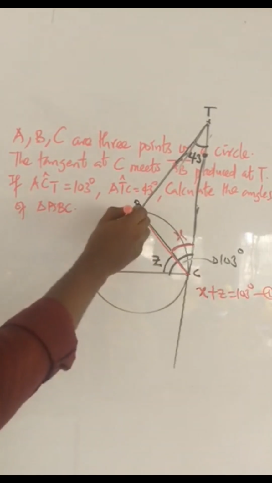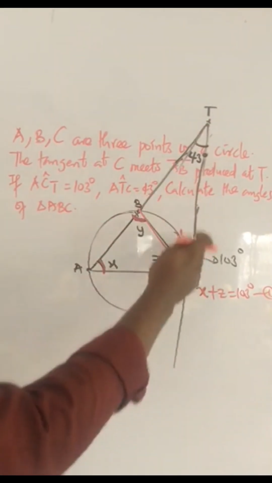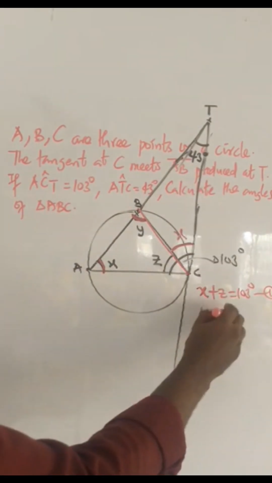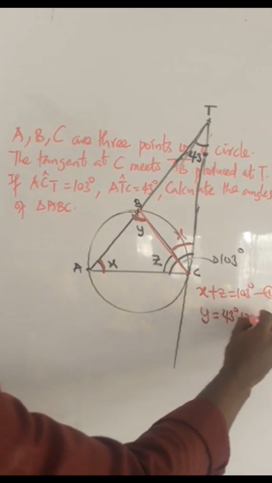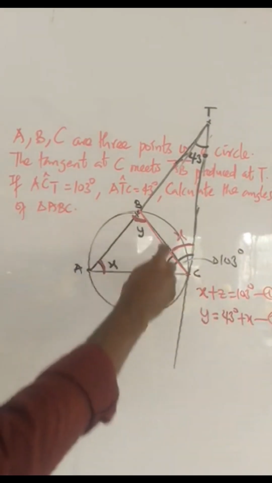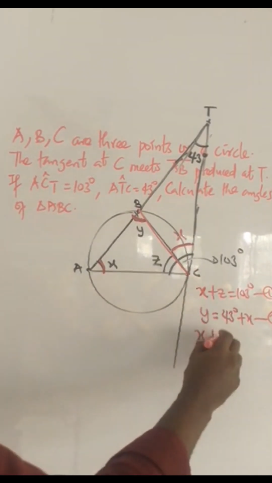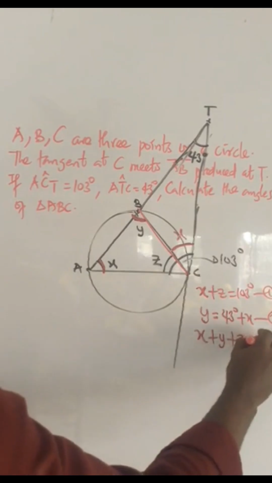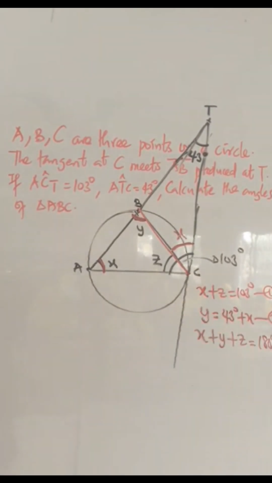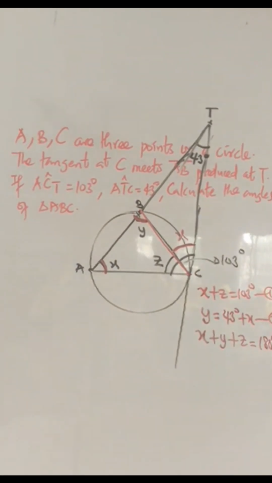Then when you check triangle BTC, this TB is produced. So this Y is an exterior angle. The exterior angle of a triangle equals the sum of the opposite interior angles. So Y equals 43 plus X. Equation 2. Then lastly, for this triangle, the sum of angles in a triangle gives X plus Y plus Z equals 180. Equation 3. Here we have 3 unknowns and 3 equations, so we can solve simultaneously to get our correct answer.